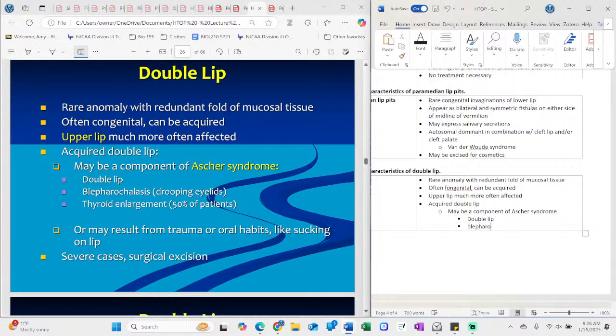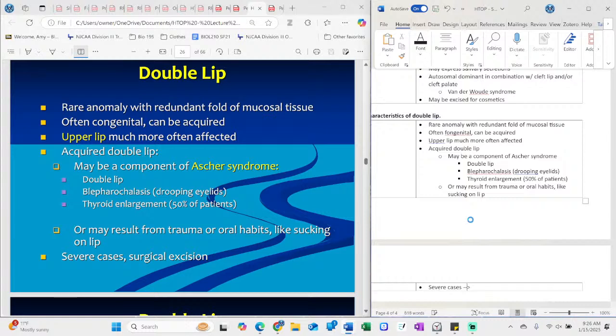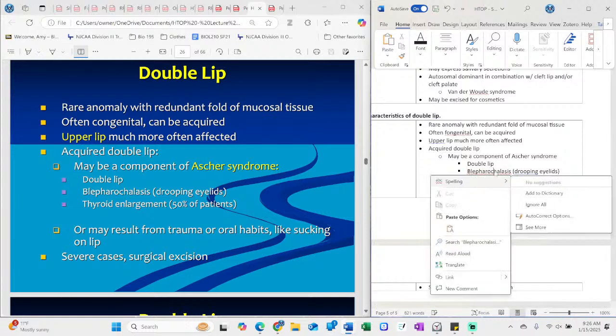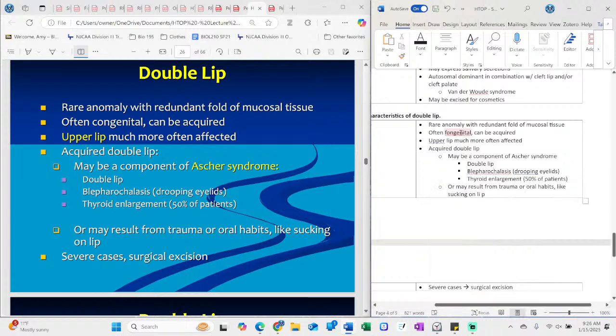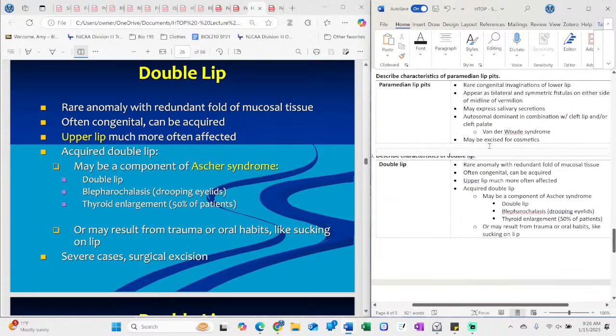So in Ascher syndrome, the patients will have double lip. They will have drooping of the eyelids, more commonly drooping of both eyelids, which is called blepharochalasis. And then up to 50% of these patients may have enlargement of the thyroid gland, which does not affect the function of the gland, but the thyroid gland just becomes bigger in size.